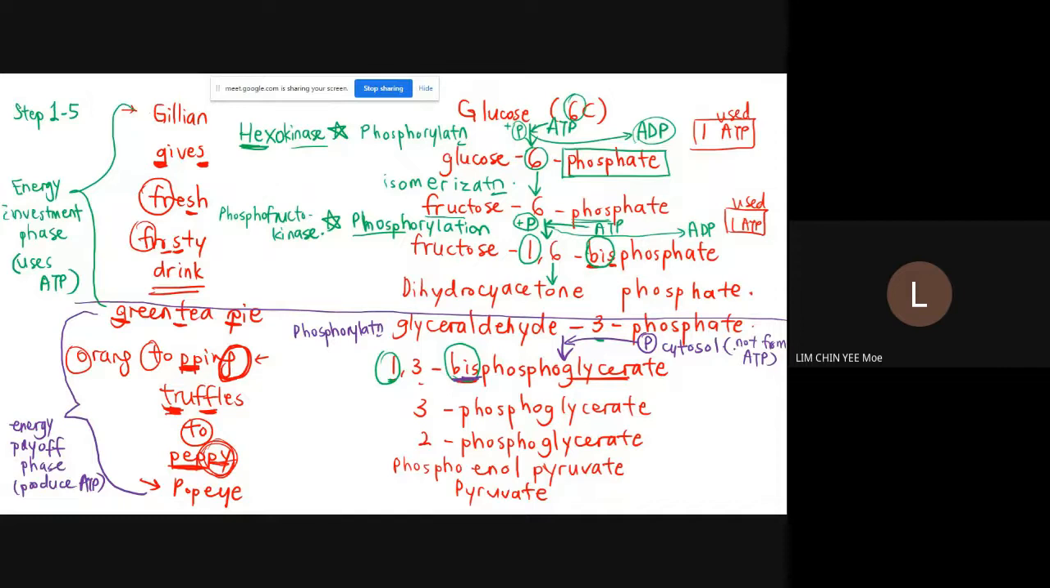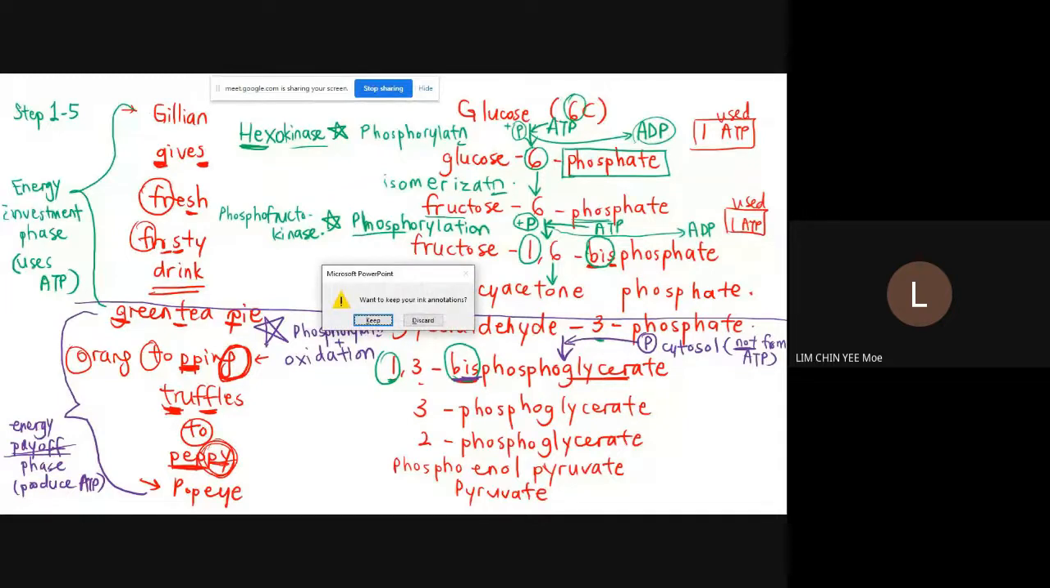Pastikan you ingat it's not from the ATP sebab ini dah energy payoff phase. Kalau dia dah payoff, tak mungkinlah dia guna ATP lagi. No. This is the time when they want to produce ATP, then they will not use any ATP. And that's why this is just the phosphate group from the cytoplasm. Other than that, we also have one step called oxidation. Untuk step 6 ini, kena ingat tempat ni lah yang ada oxidation.